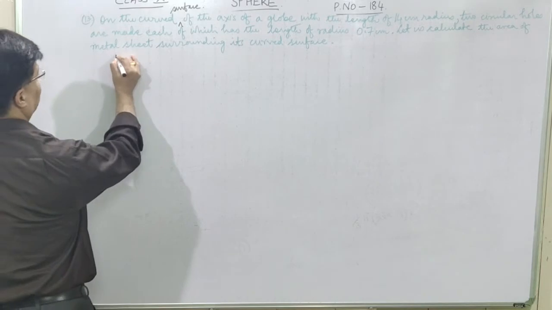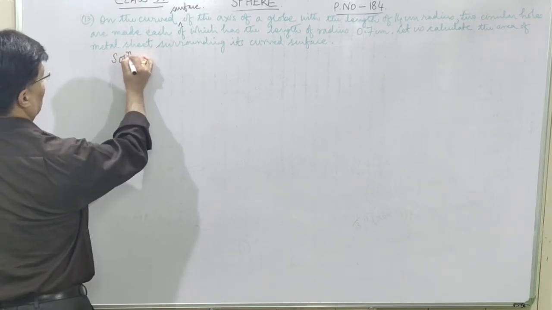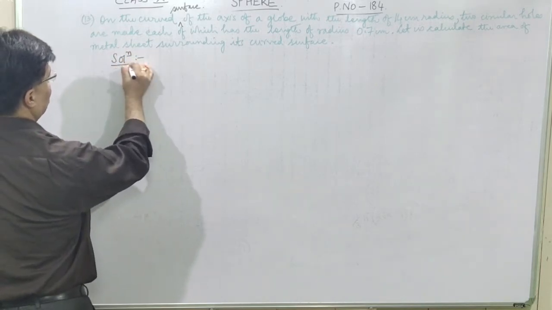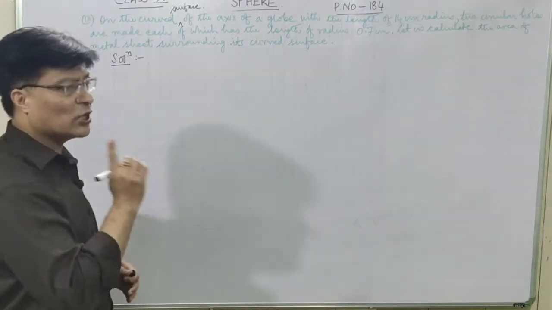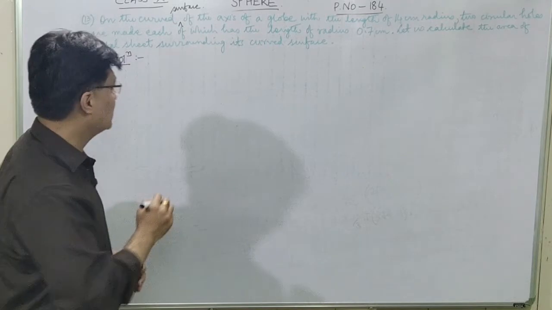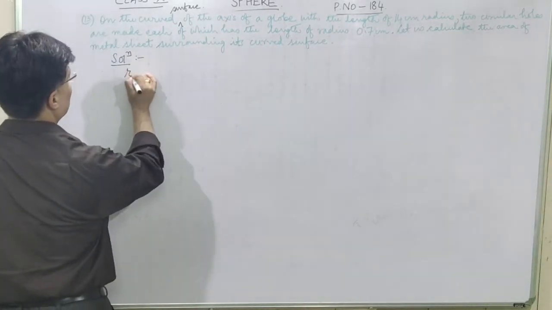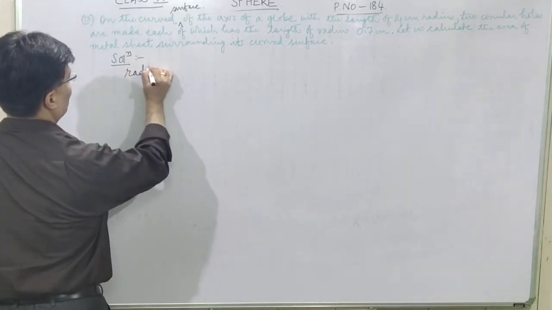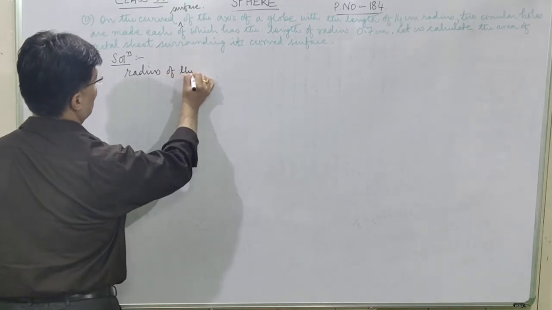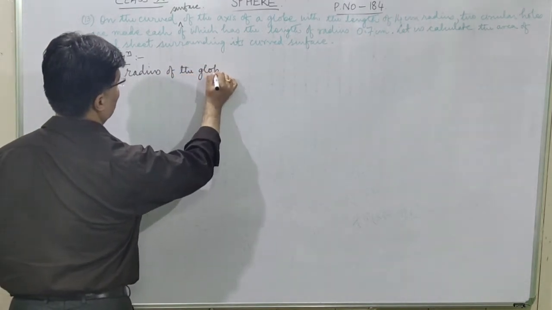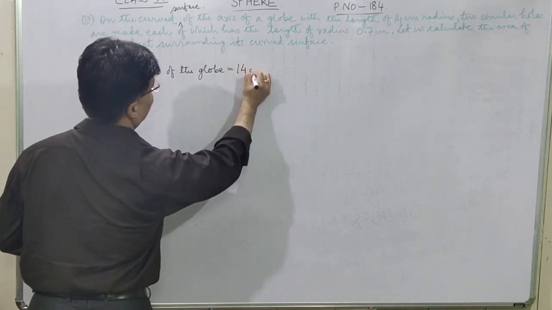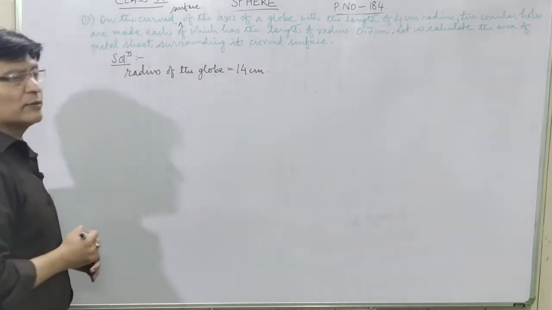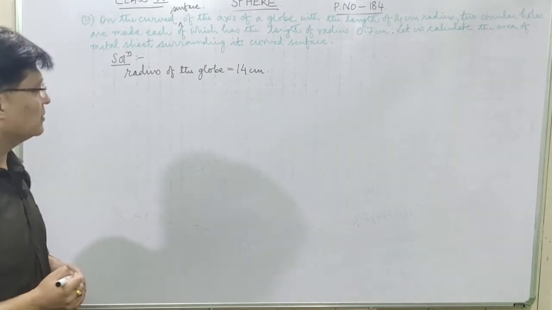Now solution is, so let us do this solution. Now let us find out the surface area of the globe first. So what is the radius? Radius of the globe. So radius of the globe is, how much is that? 14 centimeter. Radius is given. Radius of the globe is 14 centimeter, right?